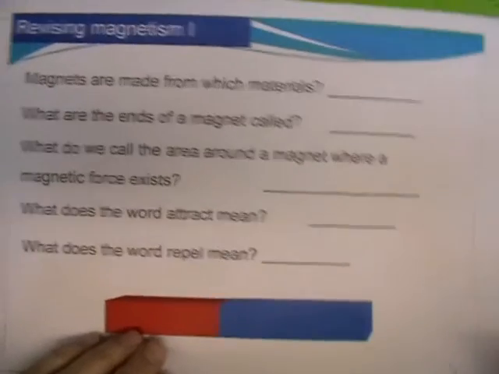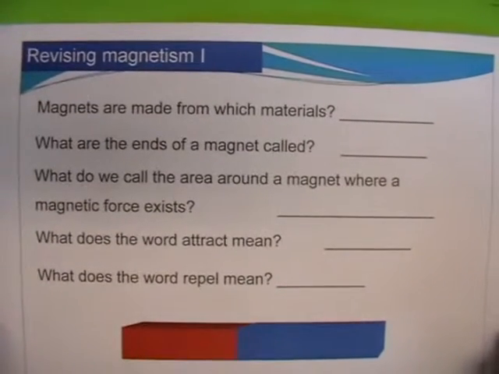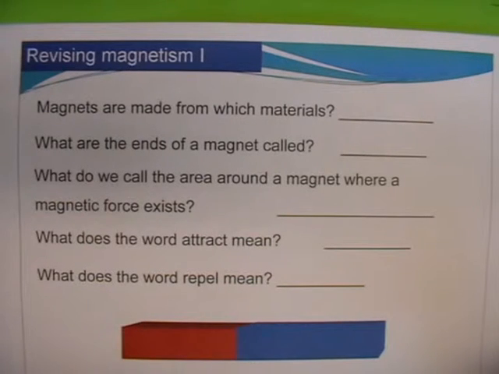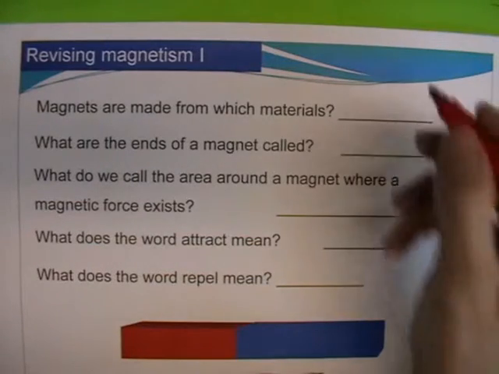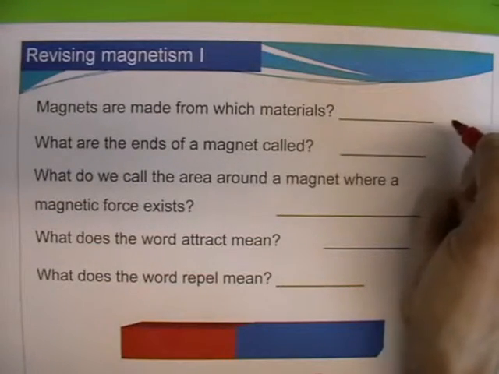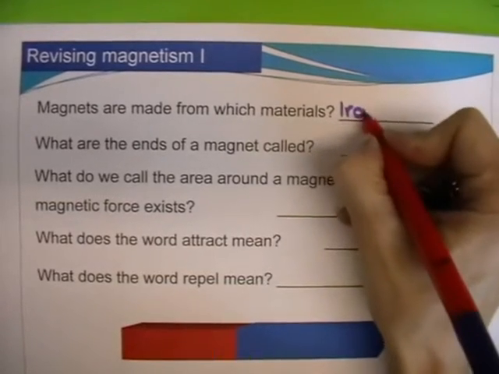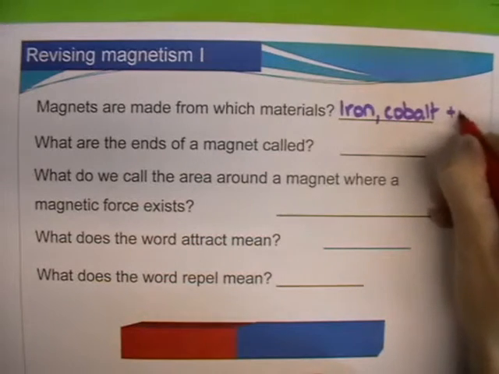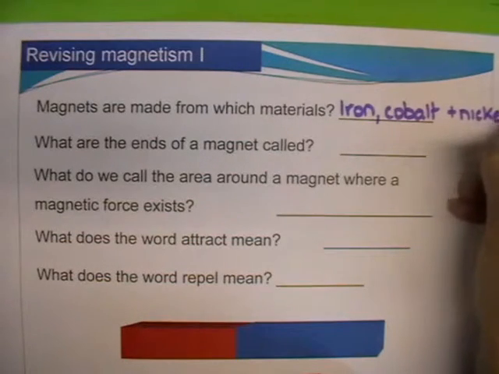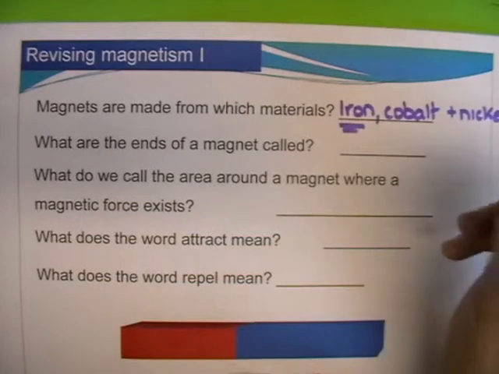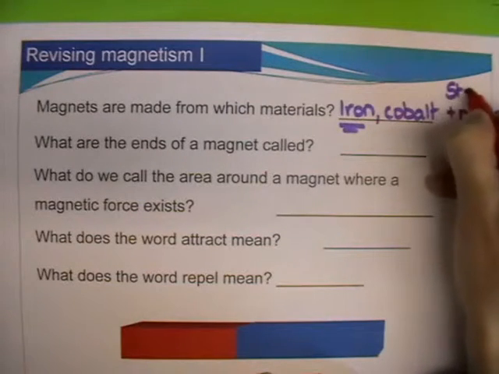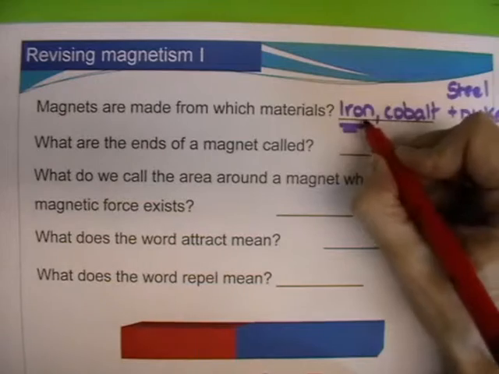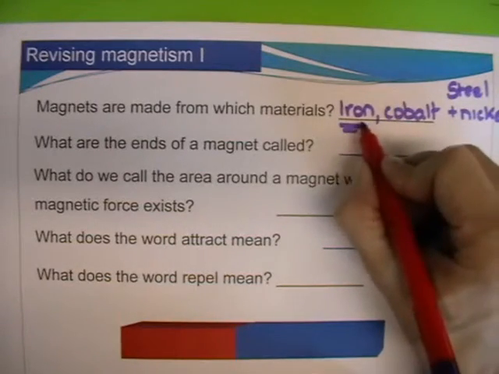A few questions about magnetism. Again, feel free to stop the podcast and answer the questions. Magnets are made from which materials? There are 3 magnetic elements, and they are iron, cobalt, and nickel. Most magnets will be made of iron. You will also get magnets made of steel. Steel is an alloy of iron, and there's a little bit of copper in there too. So steel is an alloy of iron.